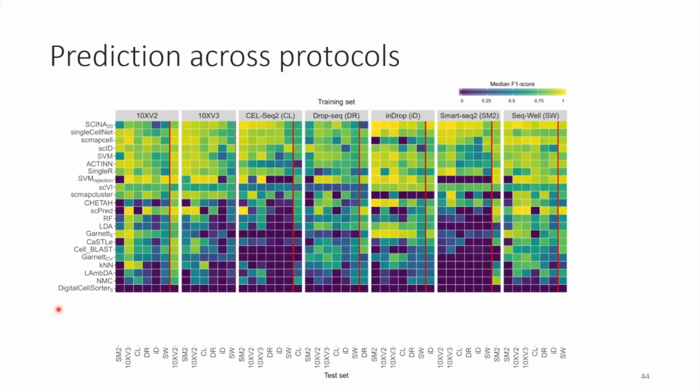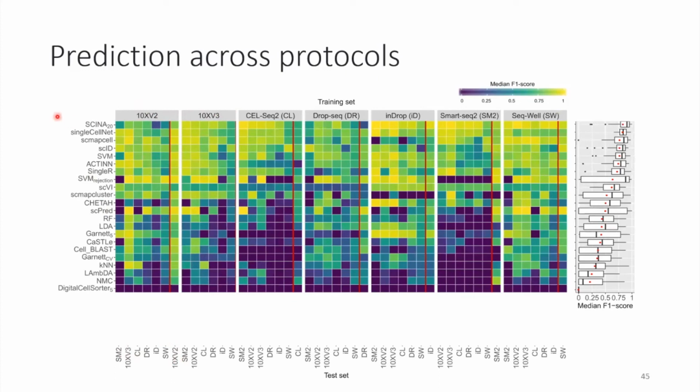You can also do all possible combinations, of course. So you can now train on V3, test on the others, and so on. This is a big figure, so let's try to zoom in a little bit. We summarize the performance per classifier, so that's what you see here. These are the classifiers that are doing the best on this data.